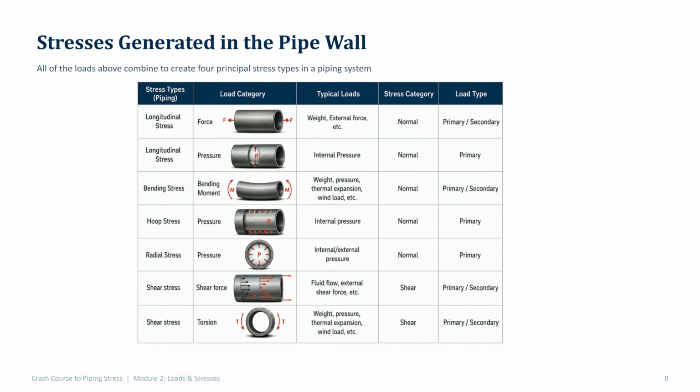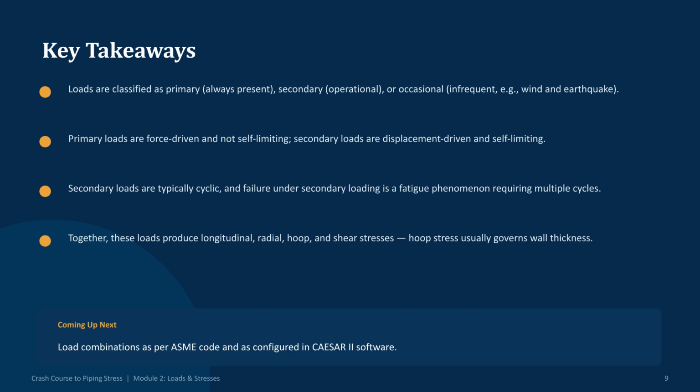Notice something interesting in this table. Many of these stresses are labeled primary or secondary because the same type of stress, say bending stress, could be caused by a primary load like weight or a secondary load like thermal expansion. What matters isn't just which stress you're calculating, but understanding which category of load created it, because that tells you how to judge whether it's dangerous. Let's bring it all together with a recap in plain language.